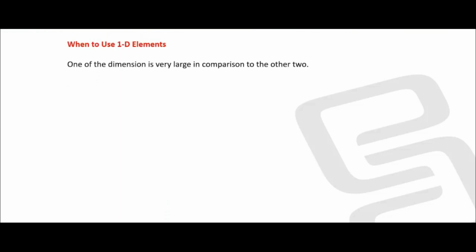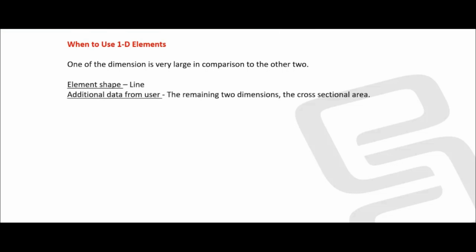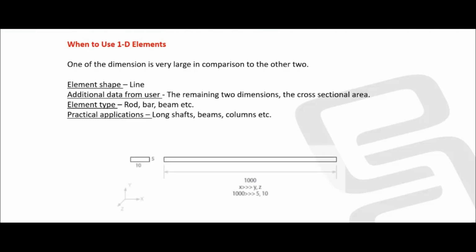So 1D element should be used when one of the dimensions is very large in comparison to the other two dimensions. Here the element shape is a line. The additional data from the user is the remaining two dimensions, that is the cross section. Element types, there are different element types like rod, bar, beam, etc. Practical applications: long shafts, beams, columns, etc.